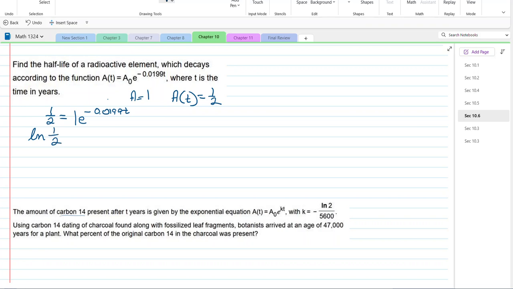All right. So now that I have that, I'm going to take the natural log on both sides. ln of 1/2 equals ln of e to the negative 0.0199 t. Well, these are inverses of each other. So now I have ln of 1/2 equals negative 0.0199 t. Well, now all I have to do is divide by the negative. So ln of 1/2 divided by the negative 0.0199 will give me t.